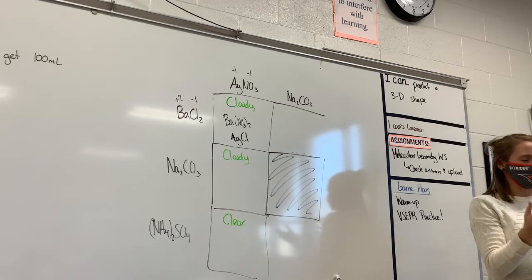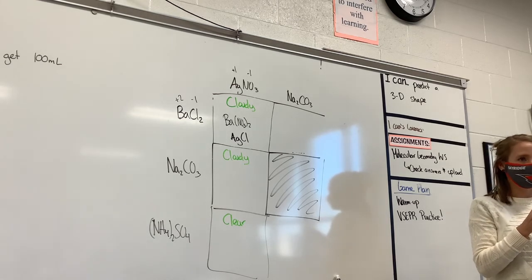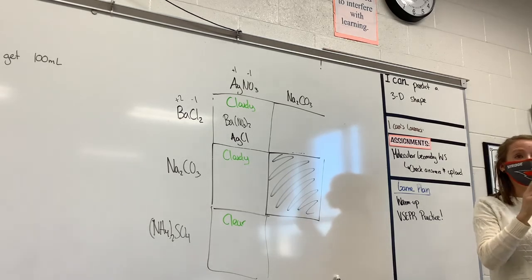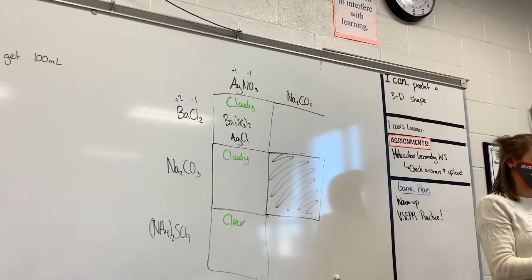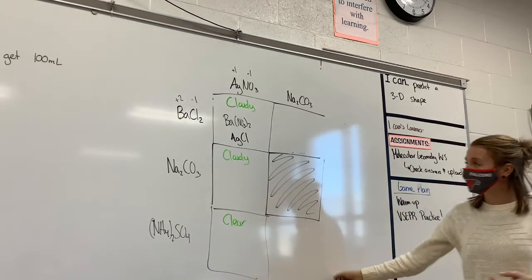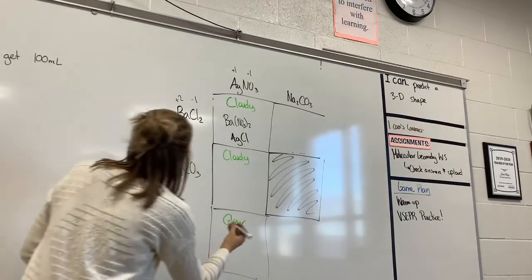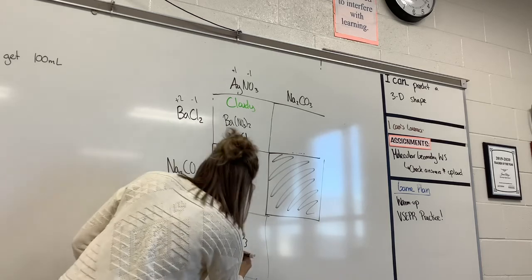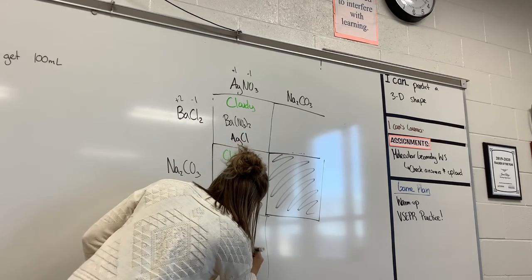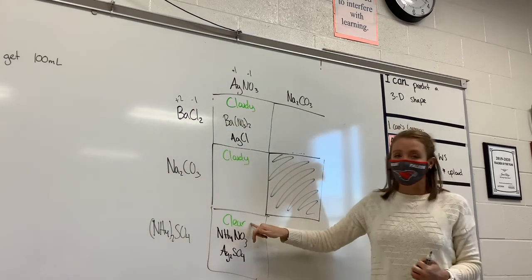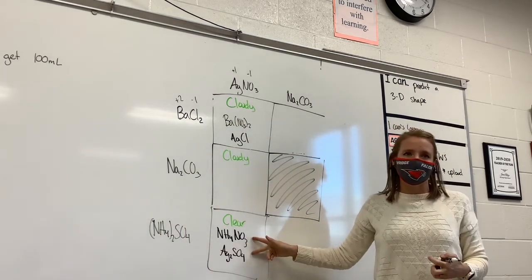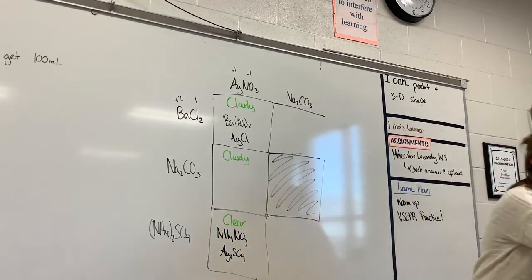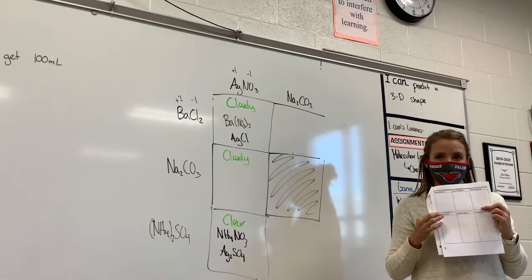If you didn't see anything happen when you mix two things together, what does that tell you? Both the reactants are soluble and both the possible products are also soluble. So, for example, in this box right here, our possible products are NH4NO3 and Ag2SO4. Since it went clear, that tells me these weren't even made and everything just stayed separate. So you'll go through all of your clear boxes and add those to the soluble list as well.